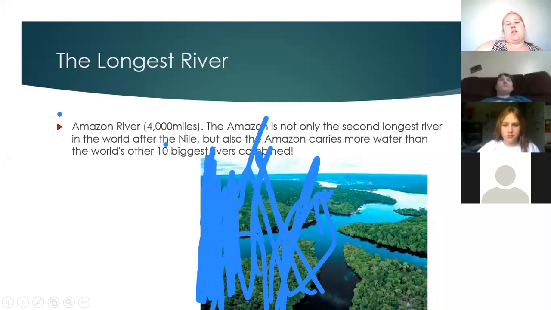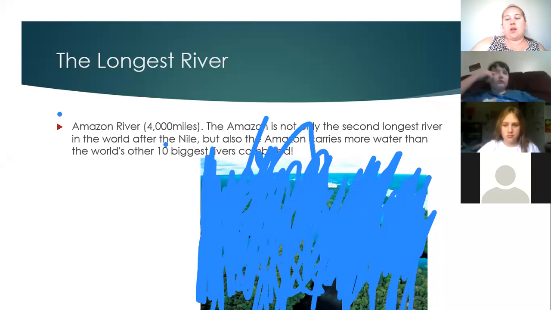4,000 miles. The Amazon is not only the second longest river in the world after the Nile, so see, it's close, but also the Amazon carries more water than the world's other 10 biggest rivers combined.